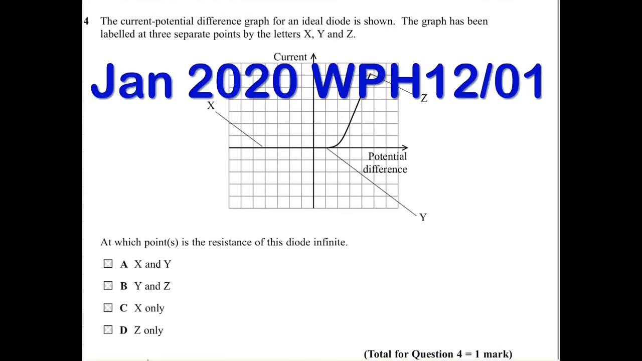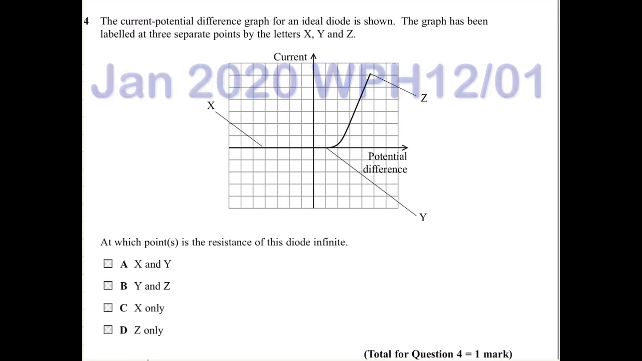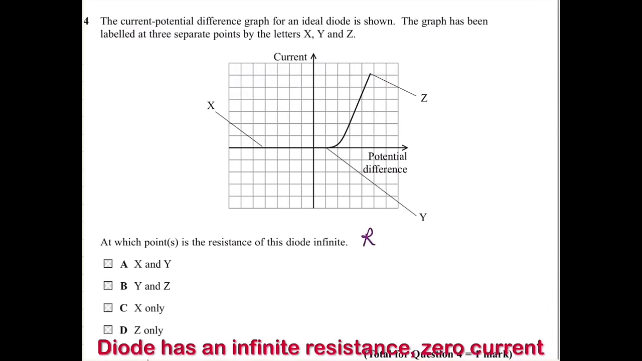Current against potential difference graph for an ideal diode. The graph has been labeled at three separate points by the letters X, Y and Z. At which point is the resistance of this diode infinite? It means that resistance has an infinite value, so it means the minimum current, so it might be zero. If you look at point X, there is no change in the value of the current, so the current equals zero at this point. And for Z, we notice there is a value for the voltage, and on the y-axis there is a value for the current, so Z is wrong.